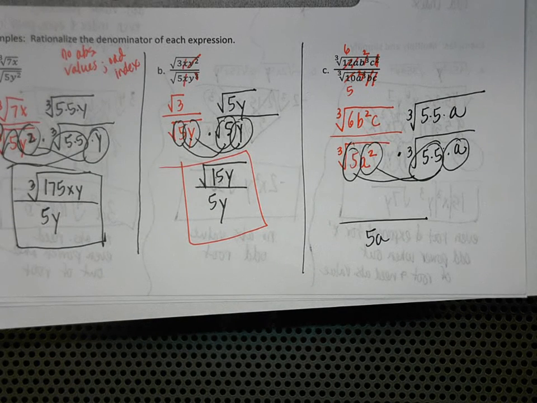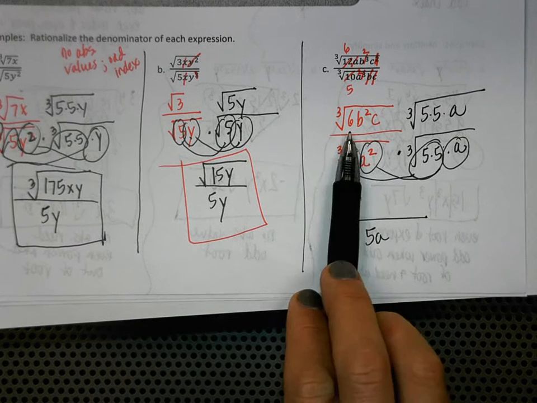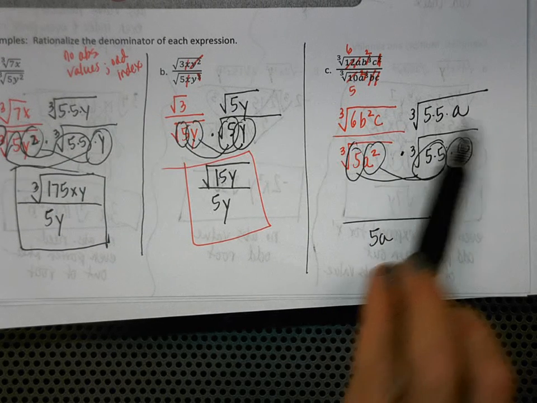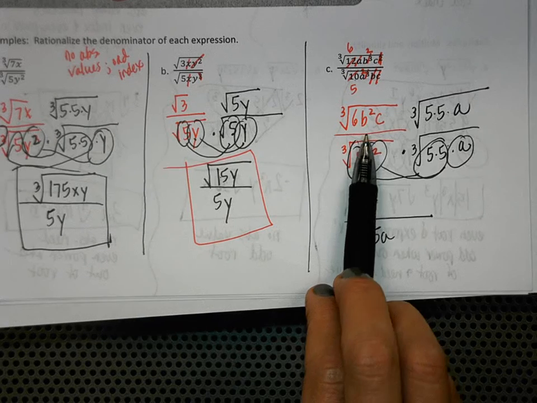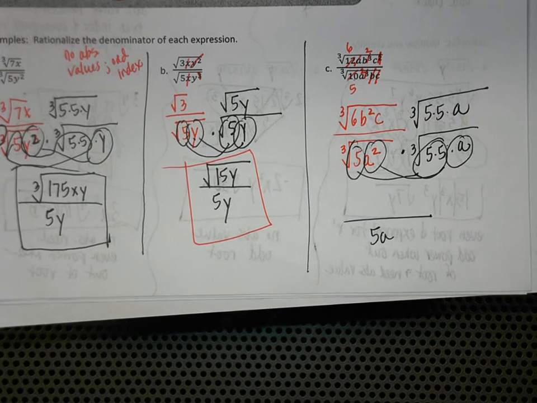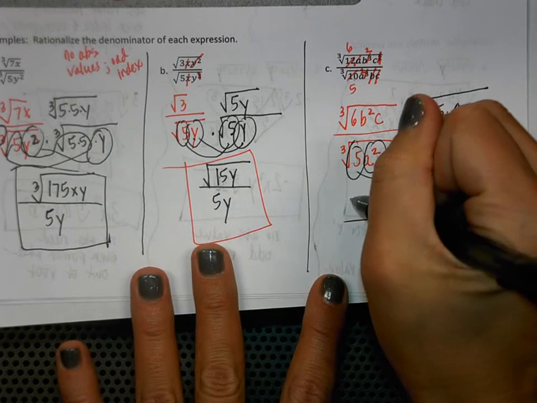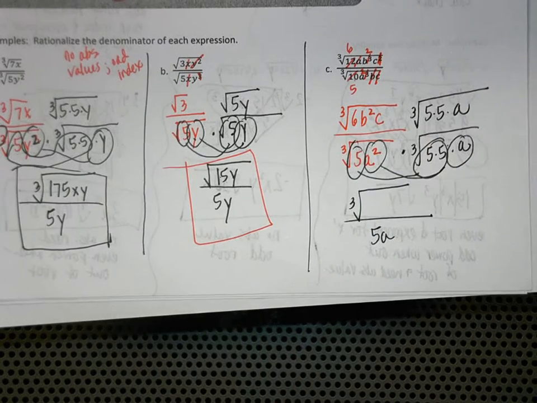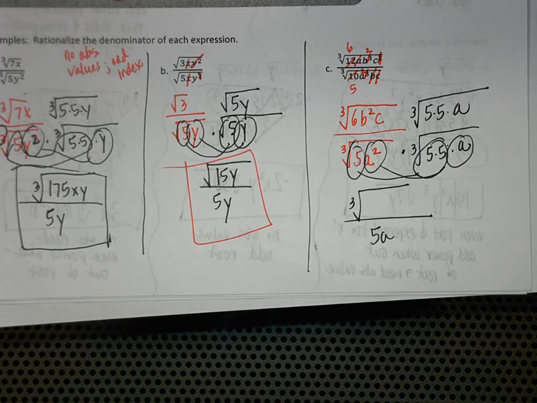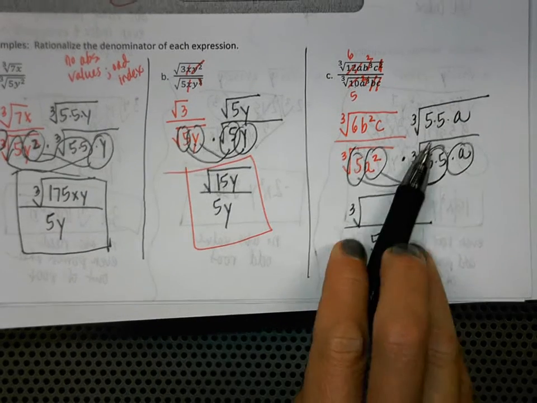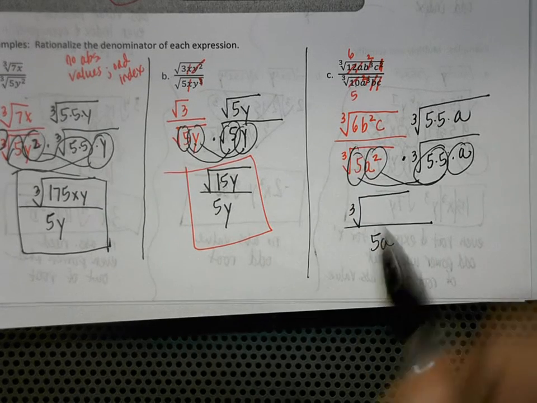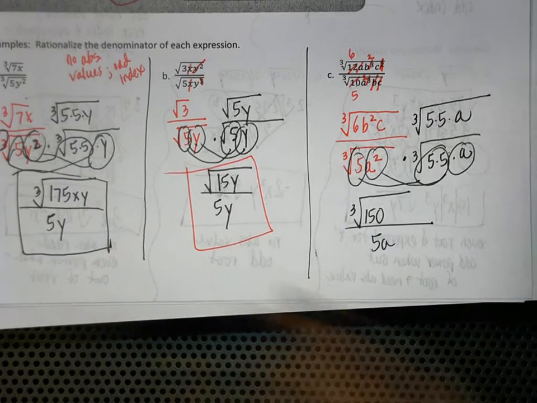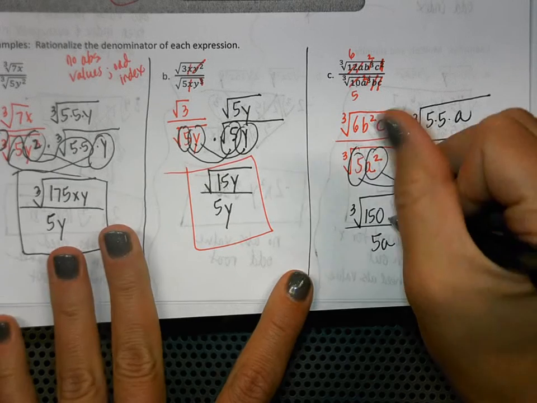Are there any groups on the top? Any groups of 3 that I can pull out? No, because we have a 6. That would break down to 3 and 2, but that wouldn't be helpful with 5. There's 2 B's, there's 1 C, and 1 A, so nothing has 3. So that means everything's going to stay under the root, and we multiply it all together. So 5 times 5 is 25, and 25 times 6? 150. And then you want to write your letters in alphabetical order. So I have an A, a B squared, and a C.